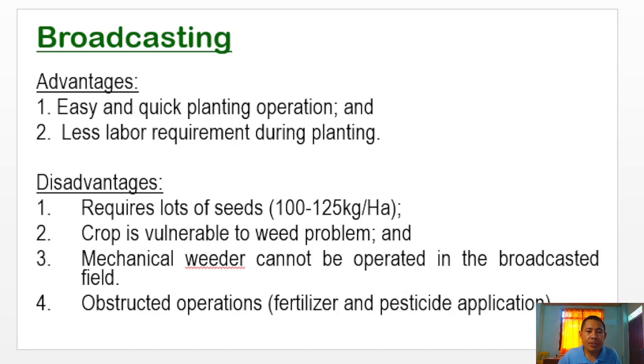Then, the advantage of broadcasting is that the planting operation is quite quick and easy, and it requires less labor during planting. However, it requires lots of seeds, about 100 to 125 kilograms of seeds per hectare, and the crop in a broadcasted field is vulnerable to weed problem, and a mechanical weeder cannot be operated in the broadcasted field. Also, the other operations like the fertilizer and pesticide application are quite obstructed.